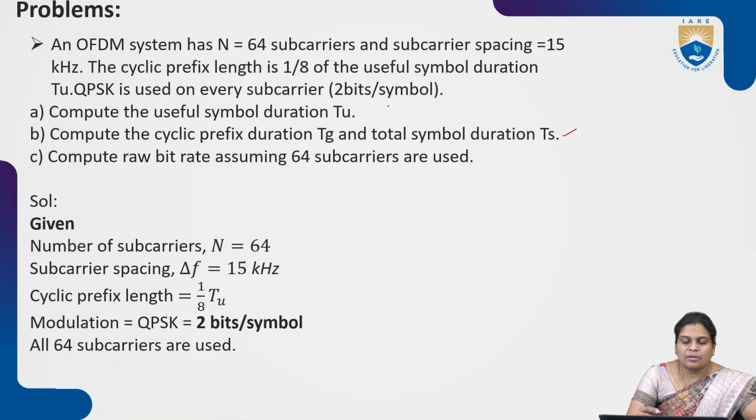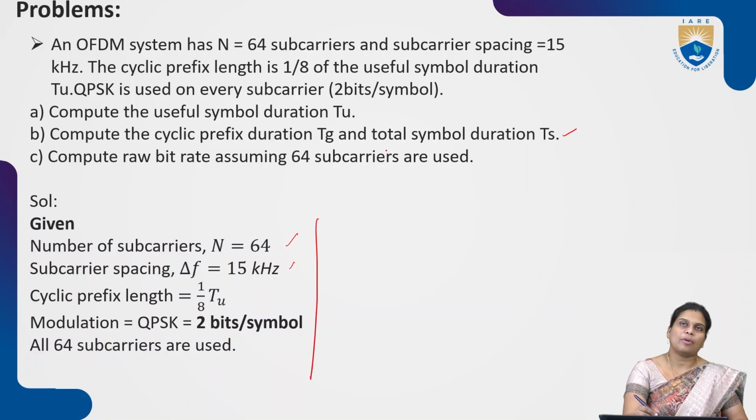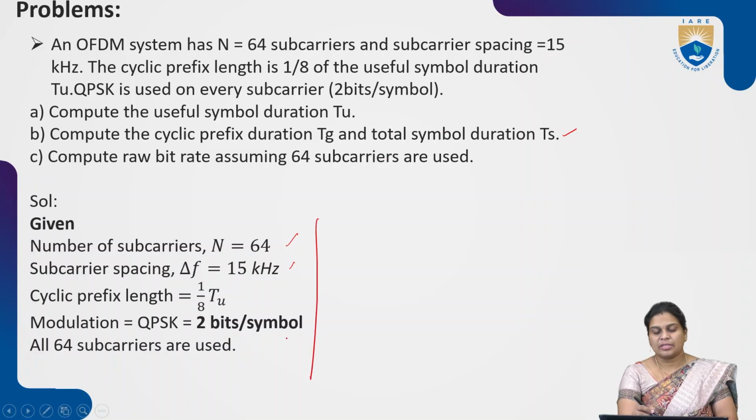So based on this problem, the given data is: number of subcarriers N equal to 64, subcarrier spacing delta f equal to 15 kHz, cyclic prefix is 1 by 8th of Tu, and modulation is QPSK, equal to 2 bits per symbol. Also, all 64 subcarriers are used. So this is the given data for this problem.